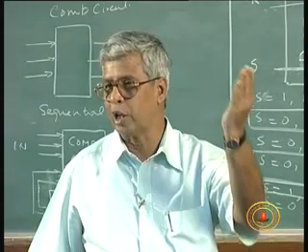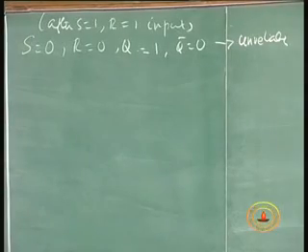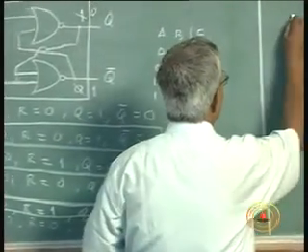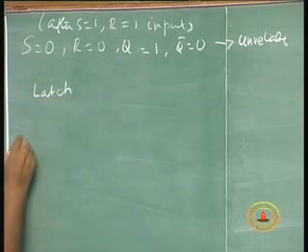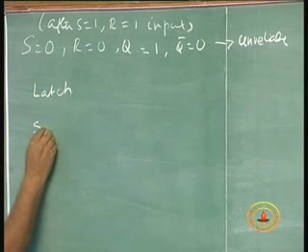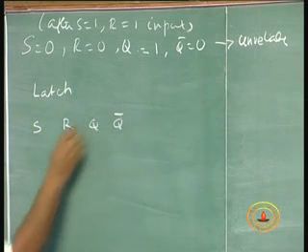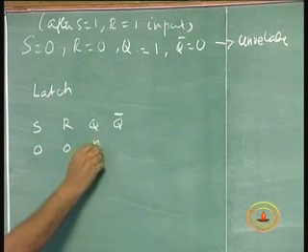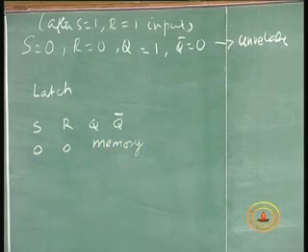So, I will not use that combination. So, now that means I can write the table, because I put this analysis, I write the table of the latch: S, R, Q bar, Q. S is equal to 0, R is equal to 0, both are 0. It retains, it acts as a memory.